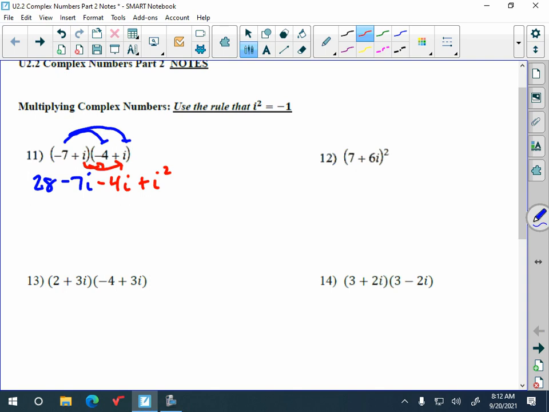All right, now we can combine like terms in the middle. Okay, and then we can change i squared to negative 1. So 28 minus 11i minus 1. And then we can combine like terms. And then we're going to always write our answers in standard form. So again, standard form is a plus bi. So we want the real number to come first, the imaginary number to come second. So 28 minus 1 is 27, and then minus 11i.